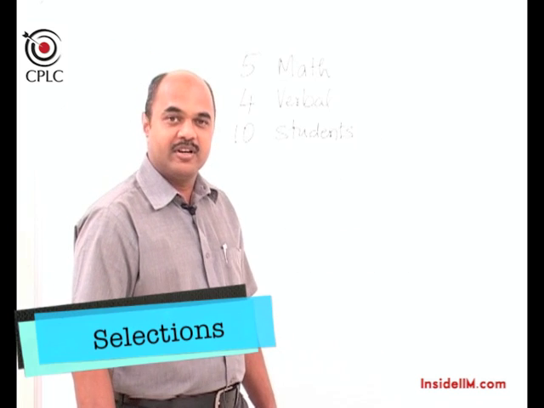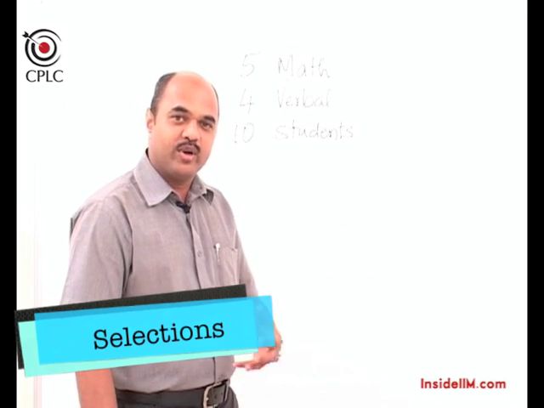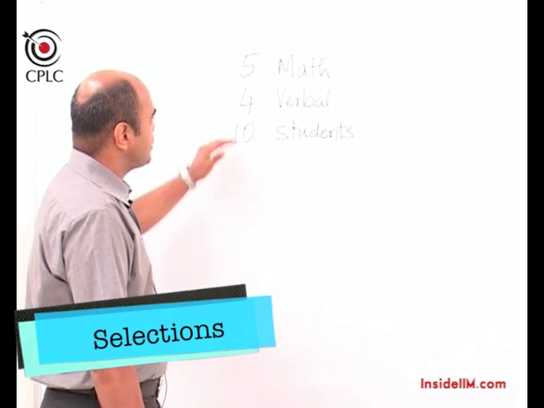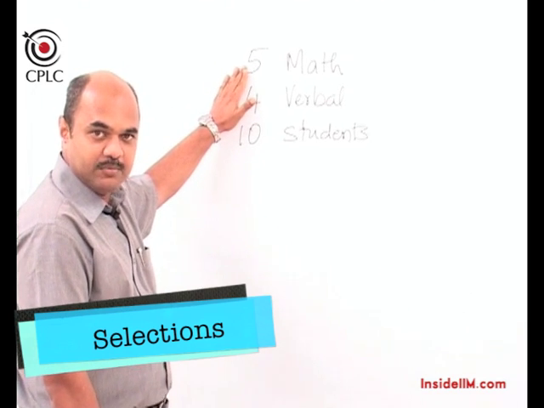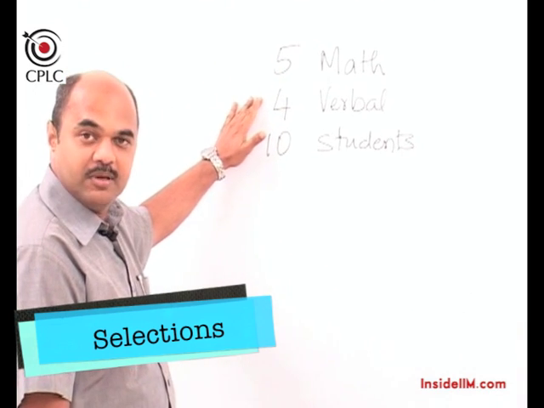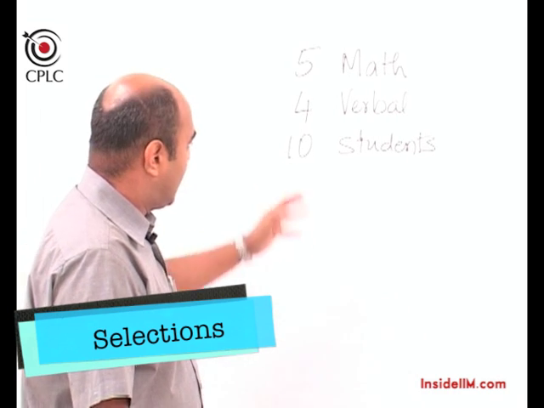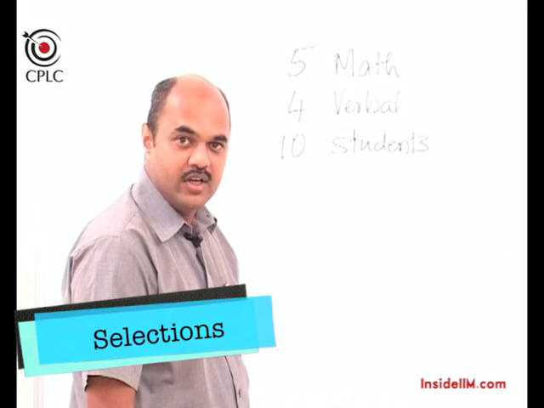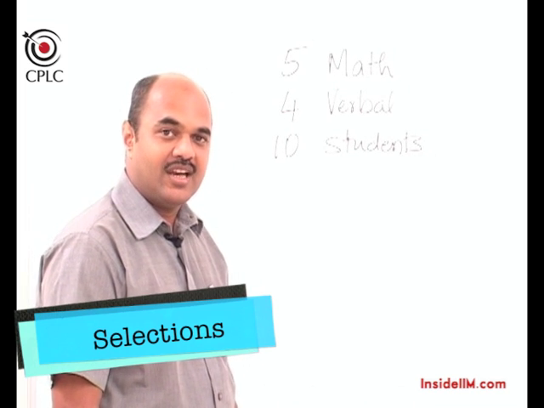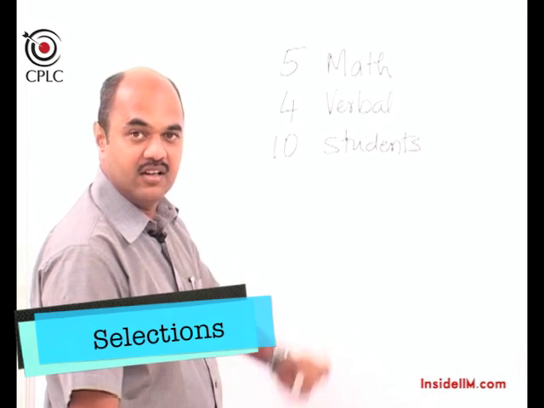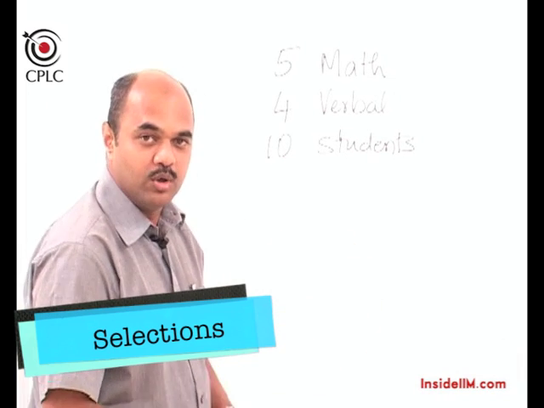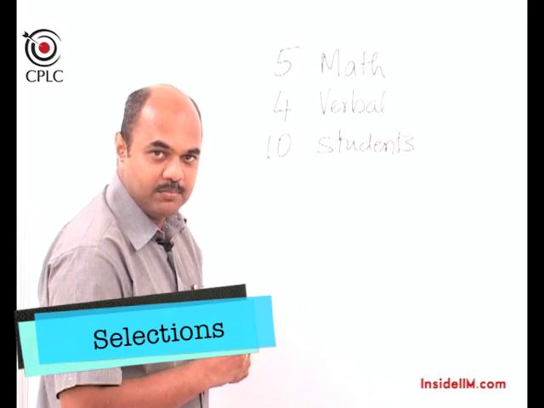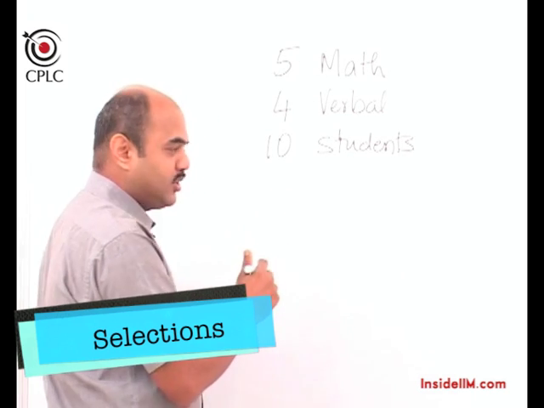Having studied the fundamental principle of counting, let's now look at an application in this example of selection. Suppose we have 5 math faculty members, 4 verbal faculty members and 10 students, and from these available resources we need to form a committee of 5 such that the committee has at least 3 math faculty members. So let's see how to go about this. Since the question says at least 3 math faculty members, there are 3 possibilities that we can have.